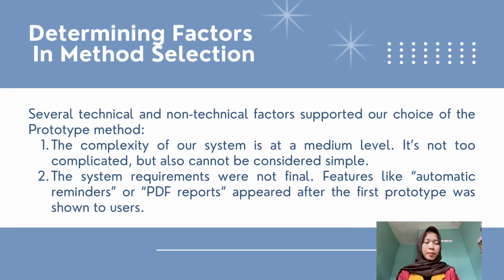Determining factors in method selection. Several technical and non-technical factors support our choice of the prototype method. 1. The complexity of our system is at a medium level. It's not too complicated but also cannot be considered simple. 2. System requirements were not final. Features like automatic reminders or PDF reports became part of the first prototype shown to users.